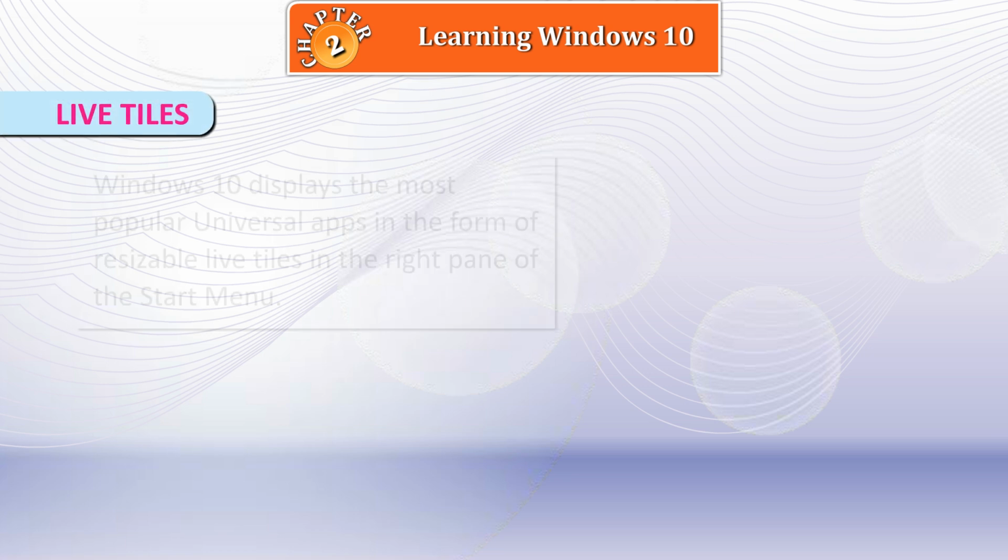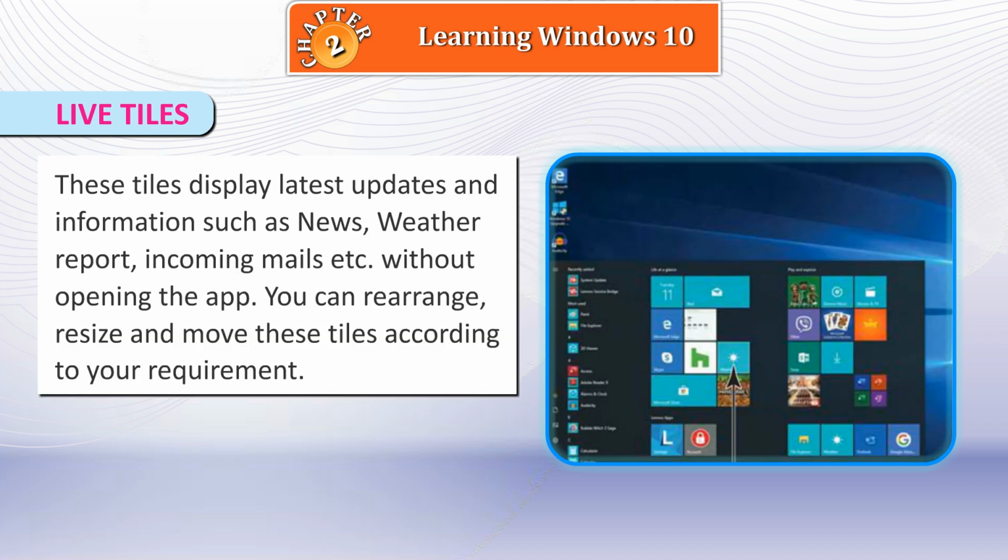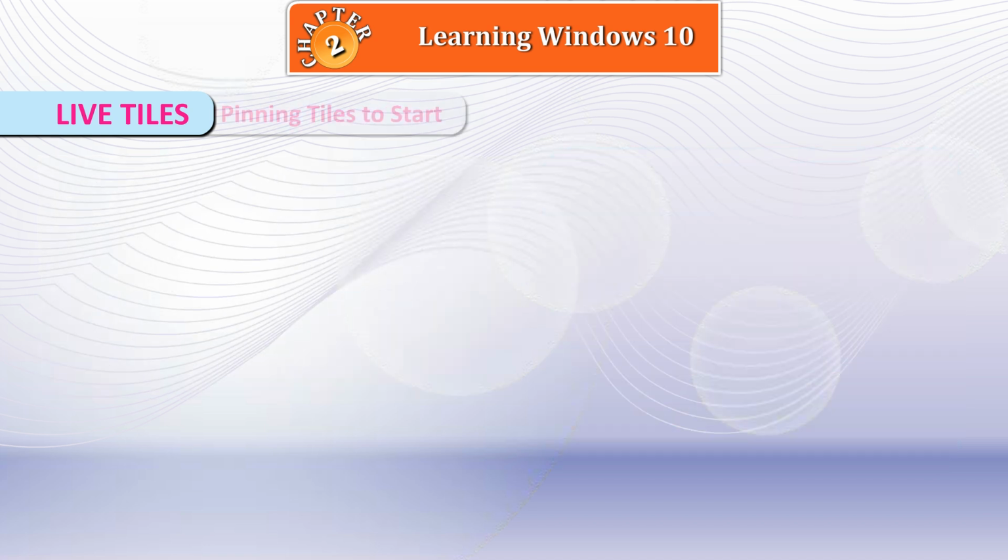Live tiles. Windows 10 displays the most popular universal apps in the form of resizable live tiles in the right pane of the Start menu. These tiles display latest updates and information such as news, weather report, incoming mails, etc. Without opening the app, you can rearrange, resize, and move these tiles according to your requirement.